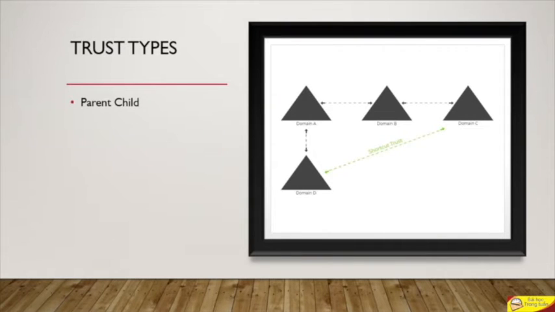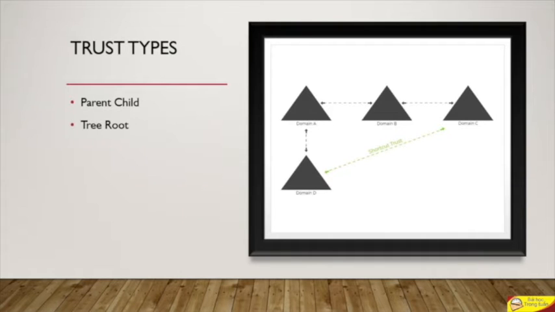So if I have instructorpaul.com and I add a subdomain called courses.instructorpaul.com, that would be a two-way transitive trust automatically created between instructorpaul.com and courses.instructorpaul.com. Okay? Next, we have a tree root trust, which is also automatically created when a new tree root domain is added to an existing forest. Now, these trusts are transitive two-way trusts, just like the parent-child.